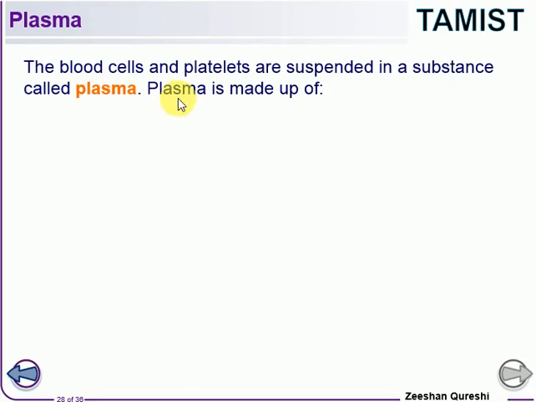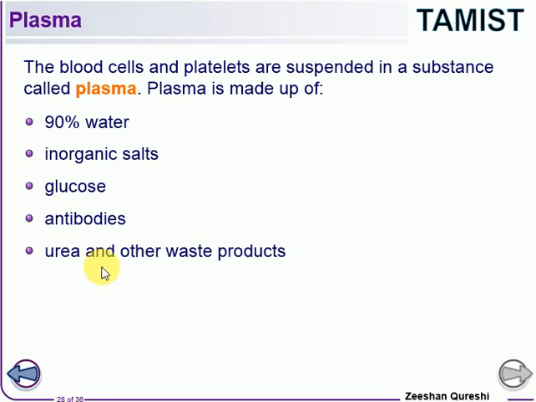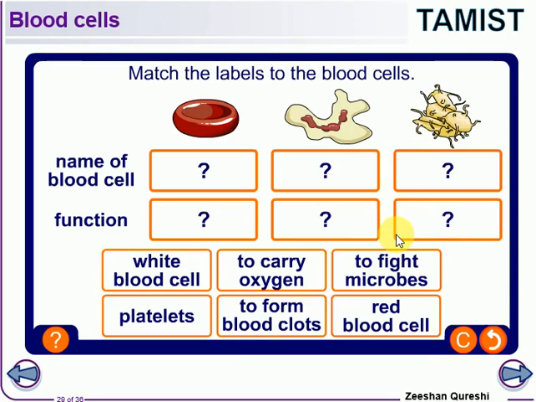The blood cells and platelets are suspended in a substance called plasma. The plasma is composed of 90% water, inorganic salts, glucose, antibodies, urea and other waste products, and plasma proteins. Plasma can be separated from the other components of the blood by using a mechanism called centrifugation.